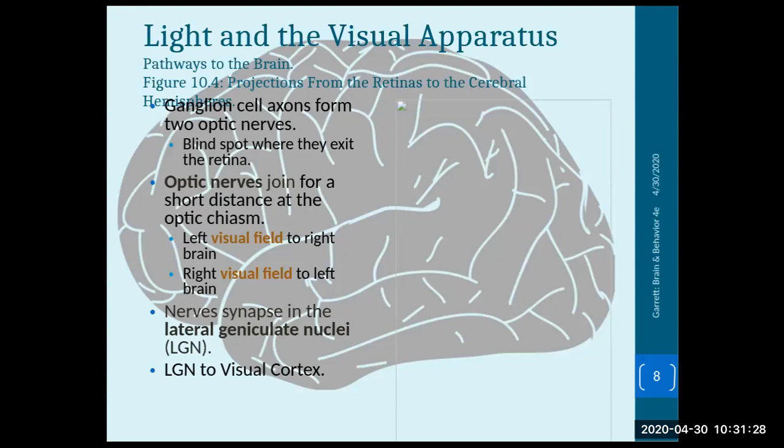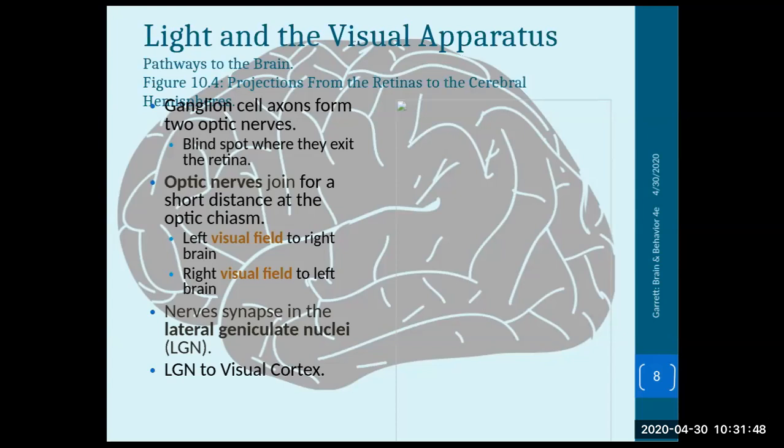Now the area where they cross is before they synapse. So actually for the main visual pathway, there's only 2 stops along the way. And based on what you know from chapter 3 and chapter 9, you probably already know what it is, but we will go over that.